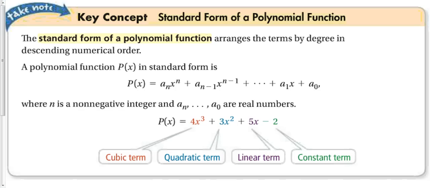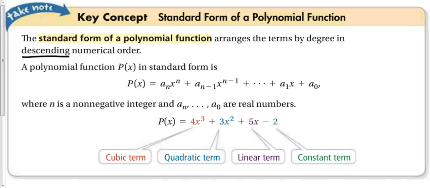Standard form of a polynomial function. Standard form arranges the terms by degree in descending numerical order. So what we're going to do is take some sort of polynomial. If we see a polynomial, we're going to put the largest exponent first, and then list them going from biggest exponents down to the smallest exponents, down to the constant term.